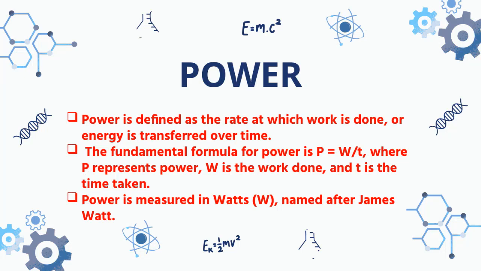Power is defined as the rate at which work is done, or energy is transferred over time. So when we talk about power, we're really focusing on how quickly something happens. The fundamental formula for power is P equals W divided by T. Here, P stands for power, W is the work done, and T is the time it takes to do that work. This means that if you do more work in less time, your power output is higher.